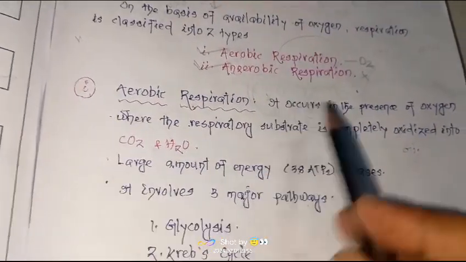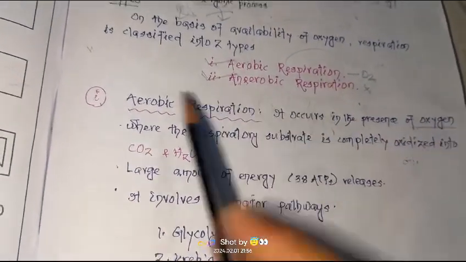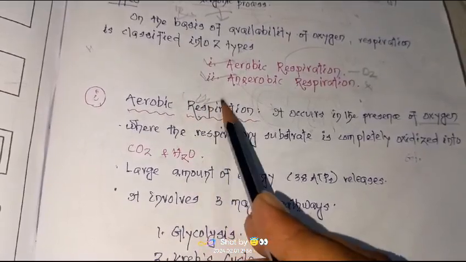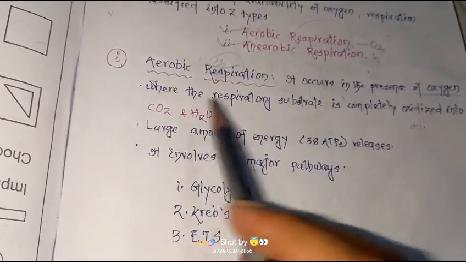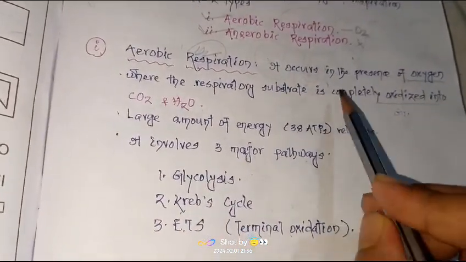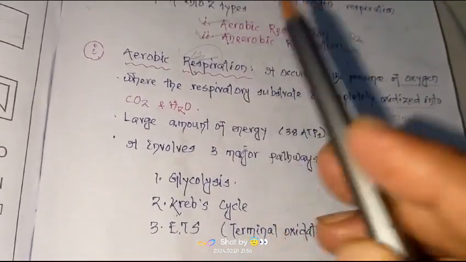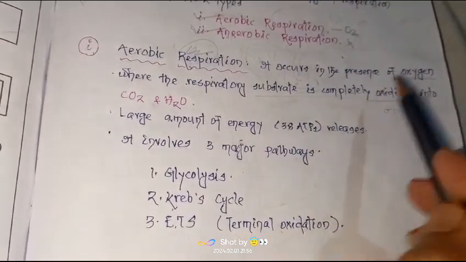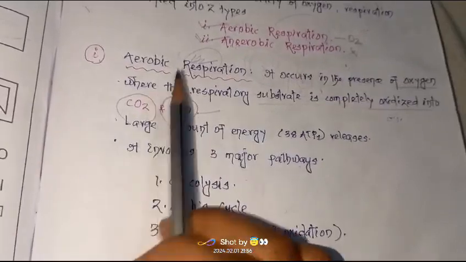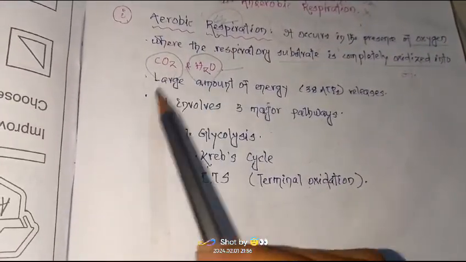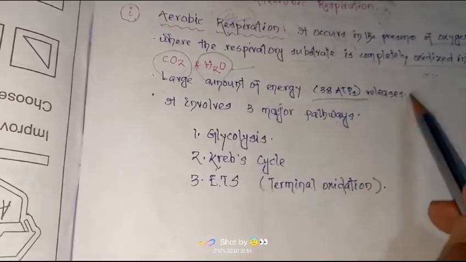This is aerobic respiration. It occurs in presence of oxygen, meaning aerobic respiration requires oxygen. In aerobic respiration, the respiratory substrate is completely oxidized into what? Carbon dioxide and H2O, water. In this aerobic respiration, a large amount of energy, 38 ATPs, is released.